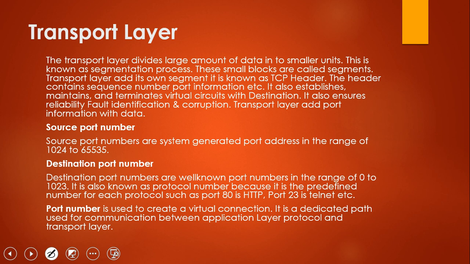Source port number: when a packet is sent from source to destination, it automatically takes a source port. Source port numbers are system generated port addresses in the range of 1024 to 65535, and destination port numbers are well-known port numbers in the range of 0 to 1023. It is also known as the protocol number because it is a predefined number for each protocol, such as port 80 is HTTP and port 23 is Telnet. A port number is used to create a virtual connection. It is a dedicated path used for communication between the application layer protocol and the transport layer.